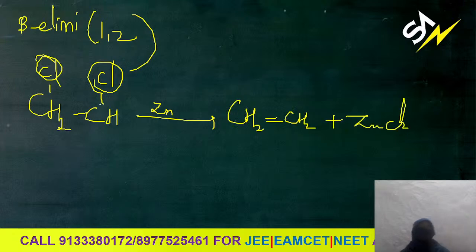Now look here, atoms are getting removed, elimination. The question is why it is called beta. Consider this is the alpha carbon, this is the beta carbon. Atoms are removed from the beta carbon, hence known as beta elimination. This is the first carbon, this is the second carbon, 1,2 elimination, that's all.